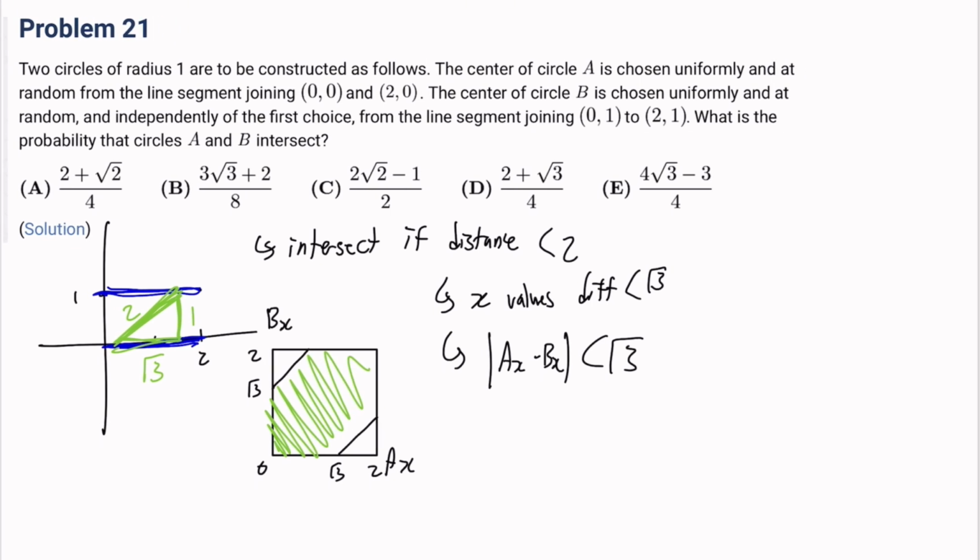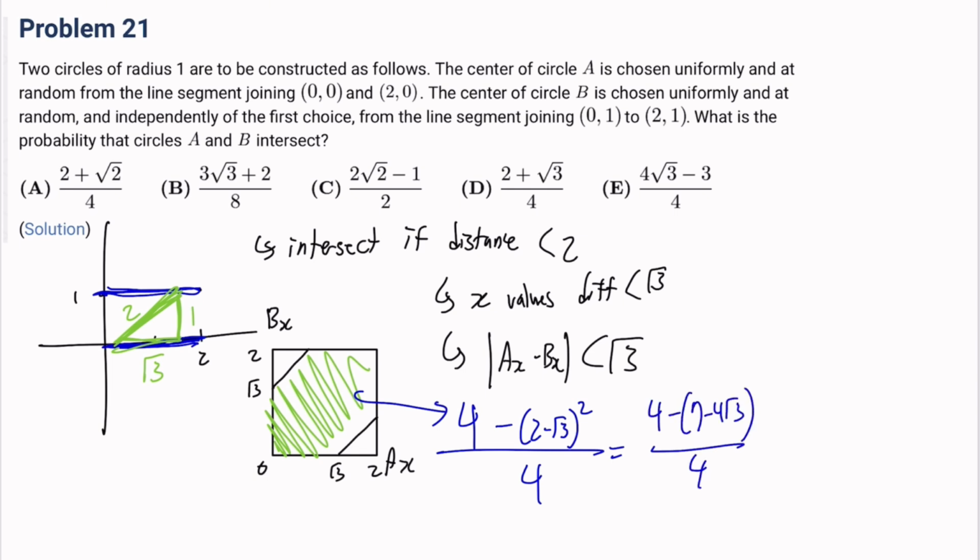And so this area is going to be the whole thing, which is 2 squared, which is 4, minus these two triangles. That's just 1 square of side 2 minus root 3, so (2 minus root 3) squared. We want the probability, so this all has to be over 4. That's 4 minus (7 minus 4 root 3), which is equal to (4 root 3 minus 3) over 4. So this is the answer.